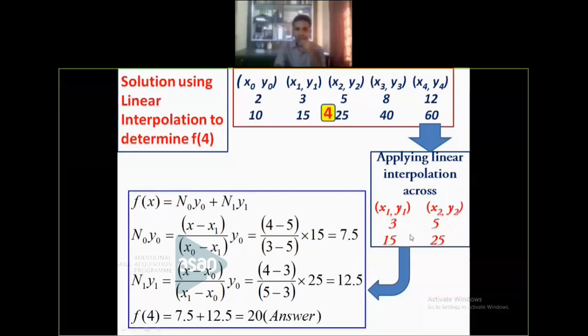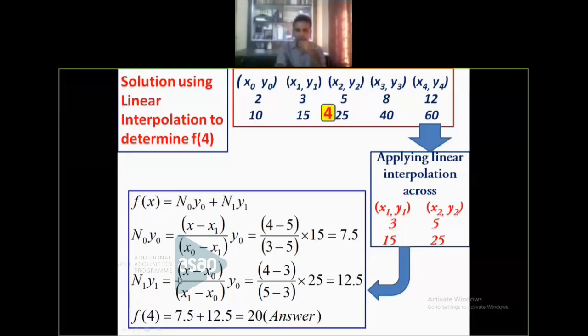If I apply linear interpolation, I can have f equals N0 y0 plus N1 y1. Linear just needs 2 terms. N0 y0 is (x minus x1) divided by (x0 minus x1), multiplied by y0. I have skipped the general equation step. The x value required is 4, and x1 is 5. So 4 minus 5, divided by x0, 3, minus x1, 5, multiplied by y0, 15. That gives 7.5.